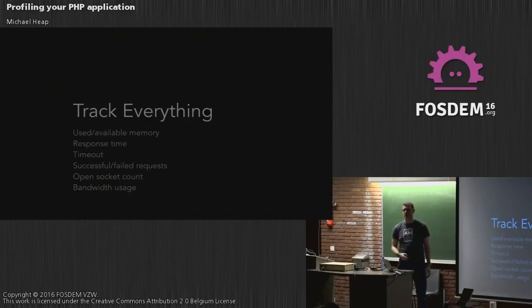Look at your open socket count. Things crash every 3 months. Why? Oh, it turns out that we're not releasing sockets and the server's running out of file descriptors. Unless you're monitoring that kind of thing, you'll probably never find it. And bandwidth usage. If you keep hitting the network, you want to know about that. That's a good indication that there was something there that could be cached.